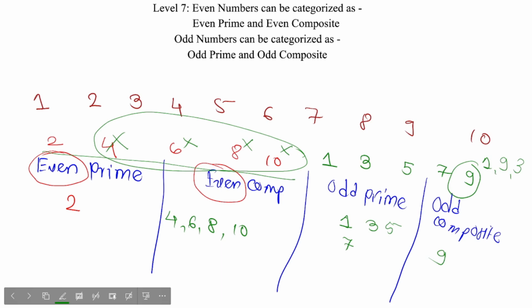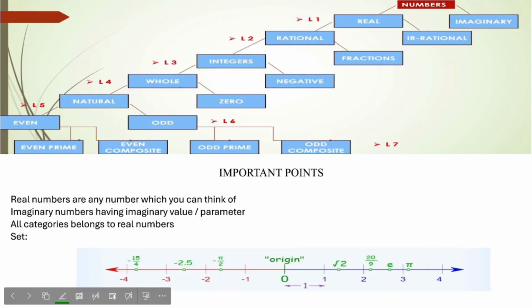So this is our level 7, friends, and we have distinguished what is an even number, odd number, prime and composite, what is even prime, even composite, odd prime and odd composite.